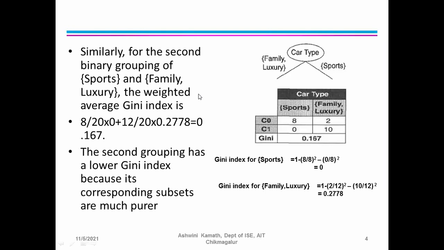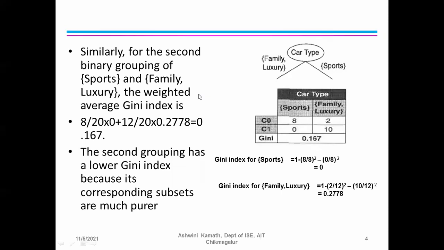The second grouping has a lower Gini index because its corresponding subsets are much purer. You can notice here that car type sports belongs to a single classification, that is C0. So here the Gini index is a very low value compared to the previous one. We got 0.4 something for the other grouping, sports and luxury in one group and family in another group, but for this we are getting 0.167, which is lesser than that.